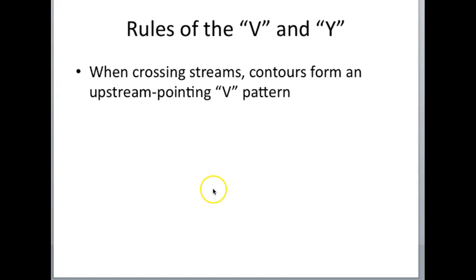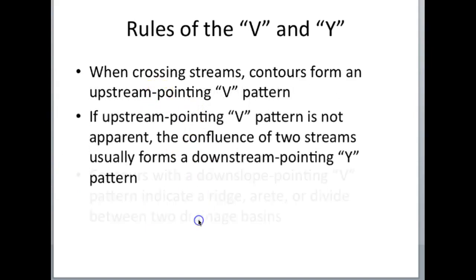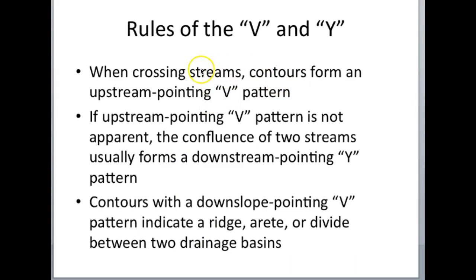So, rules of the V and the Y. When crossing streams, contours form an upstream pointing V pattern. It makes it seem like you're out there crossing the stream yourself. If an upstream pointing V pattern is not apparent, the confluence of the two streams usually forms a downstream pointing Y pattern. Contours with a downslope pointing V pattern indicate a ridge, an arete, or divide between drainage basins.